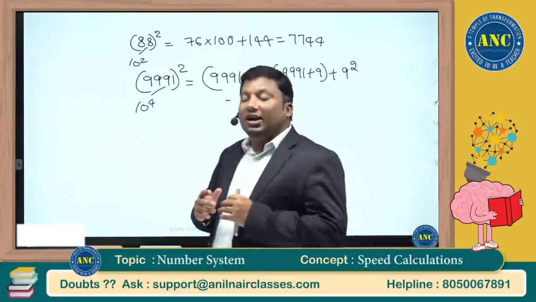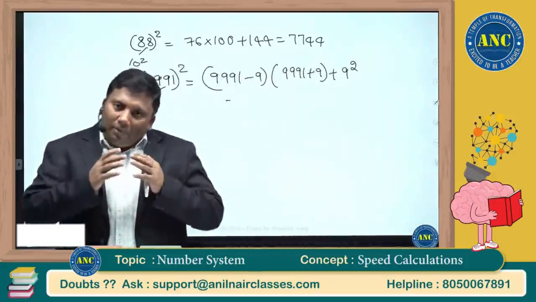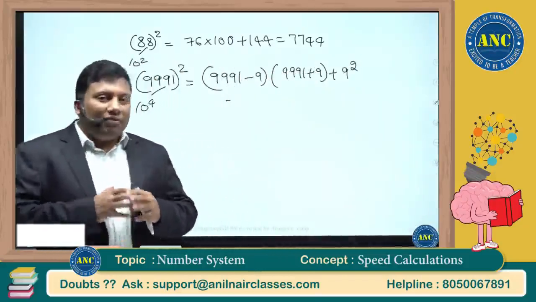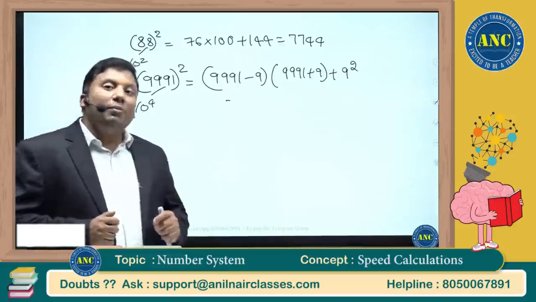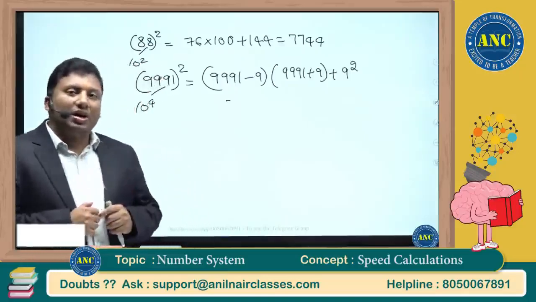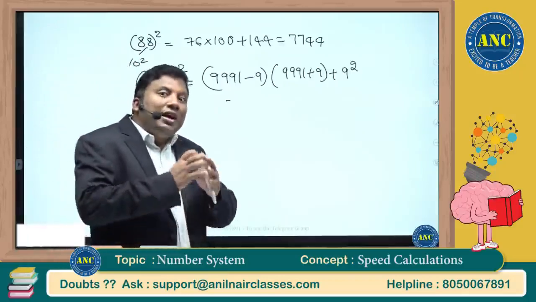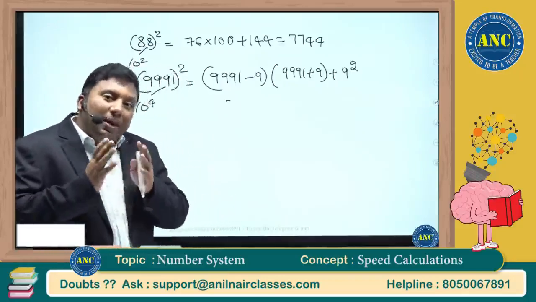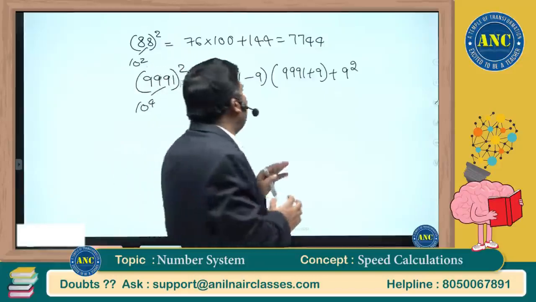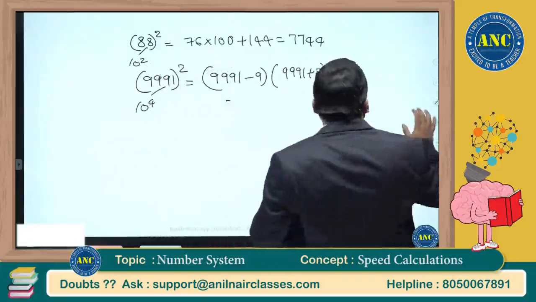If the numbers are nearer to the power of 10, then probably a square minus b square is the best logic. To find out the tens place nature, a plus b whole square is the best logic. I hope the idea is clear. Now see here.